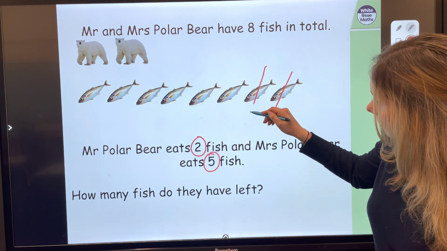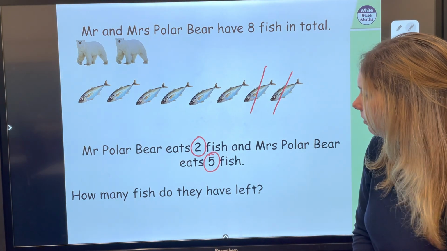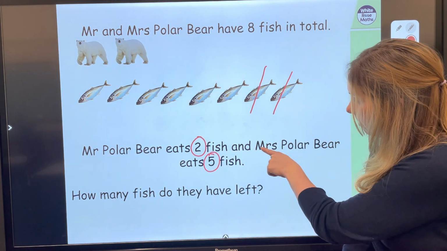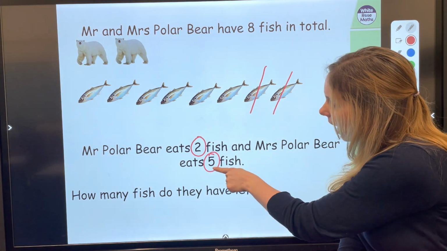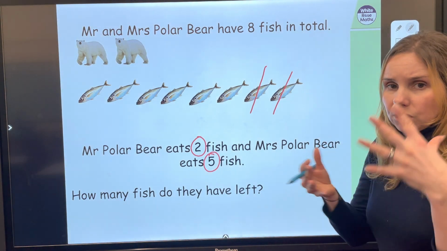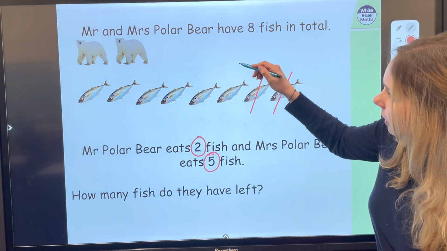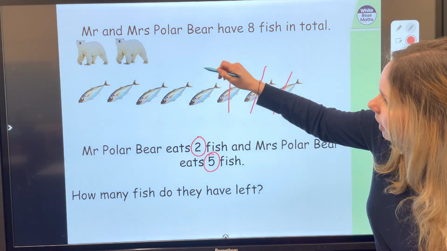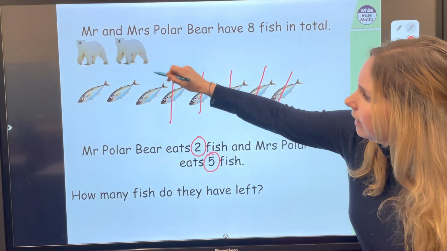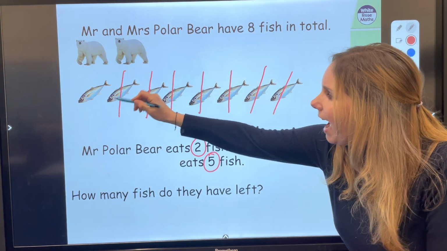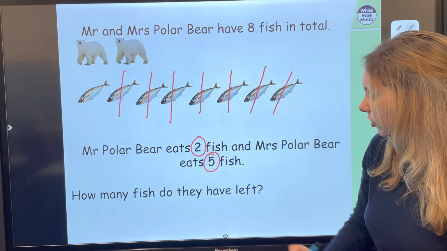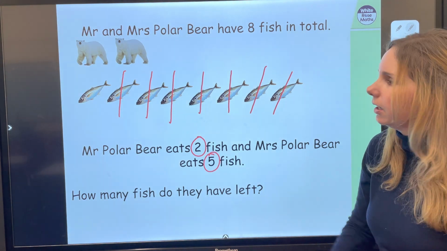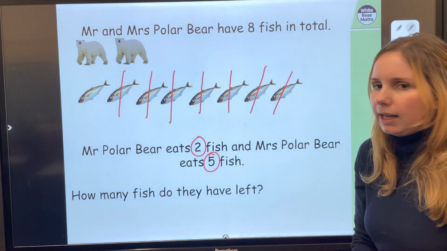1, 2. But I need to read on. Mrs. Polar Bear eats 5 fish. So they've gone. She's eaten them and they're in her tummy. So let's count out 5. 1, 2, 3, 4, 5. How many fish do they have left? I can see they have 1 left.